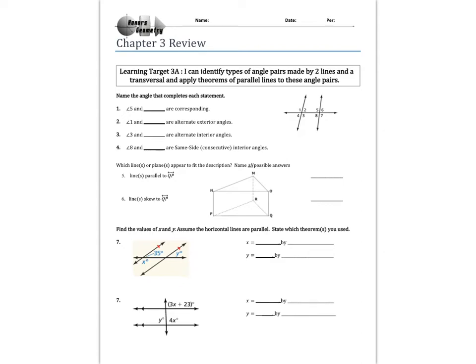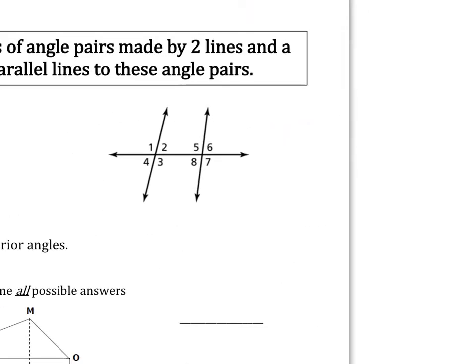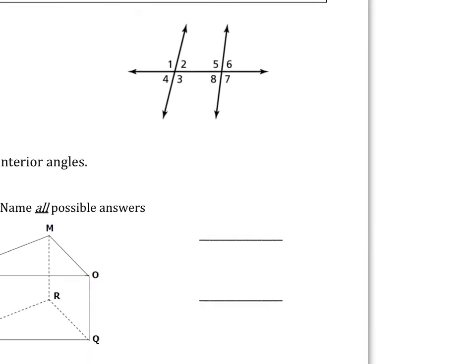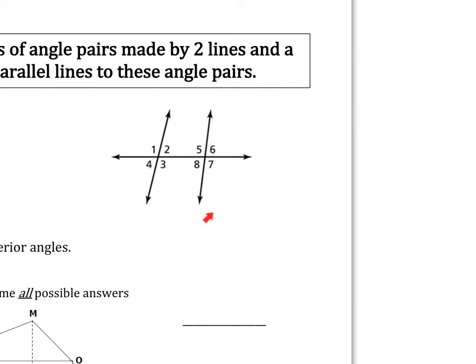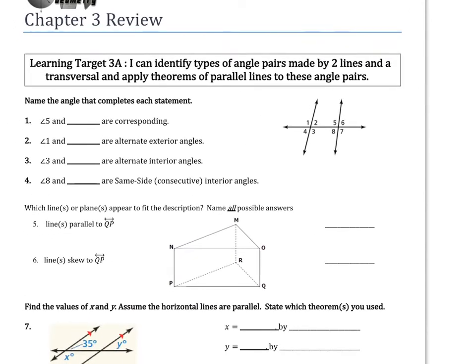All right, time for some review of our parallel lines chapter, chapter 3. Our first learning target is that we can identify angle pairs made by two lines and a transversal. So when we have two lines like this right here, and we have another line that goes through them, this is called our transversal. And it makes two groups of four angles. And those angles can be paired up in different ways.